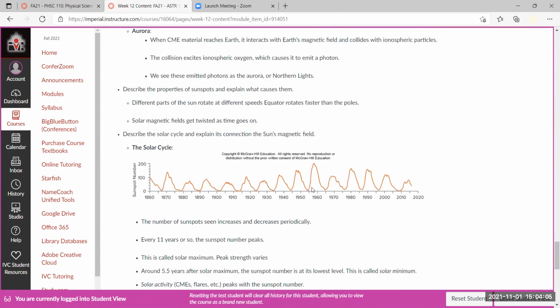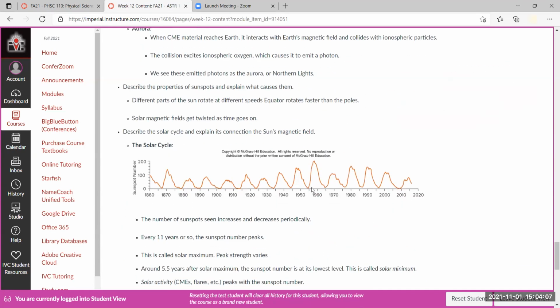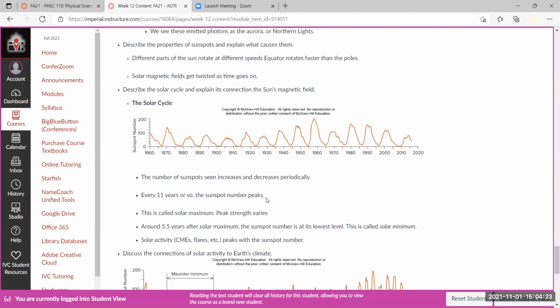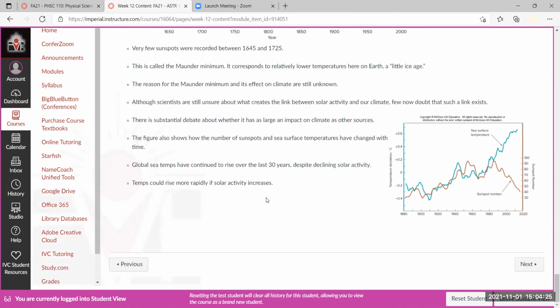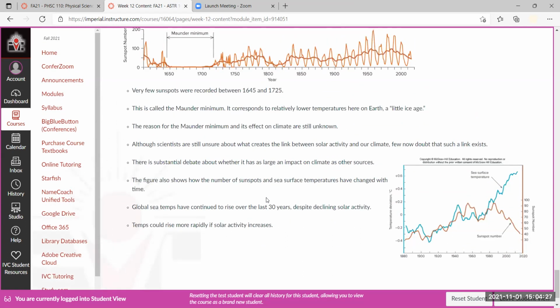The number of sunspots increases and decreases on a periodic basis. This is a typical behavior of the sun. We are in 2021, at a low number of sunspots at this point in time, and this is a cyclic event. Apparently there is a correlation between the weather on the Earth and the number of sunspots on the sun. Up to the 1980s, there is a connection, a straight line between the two.